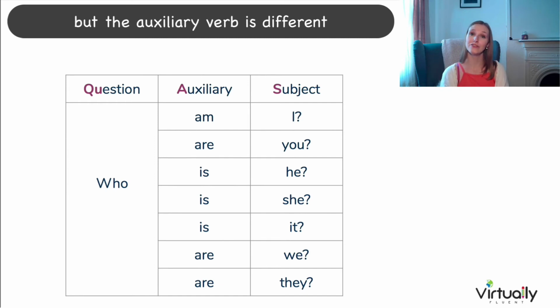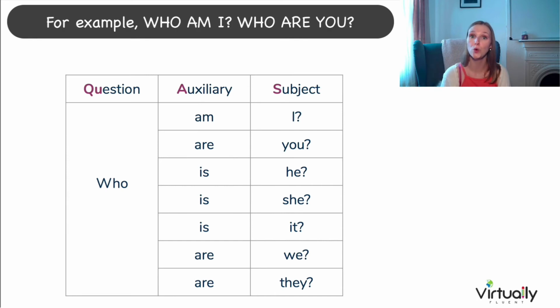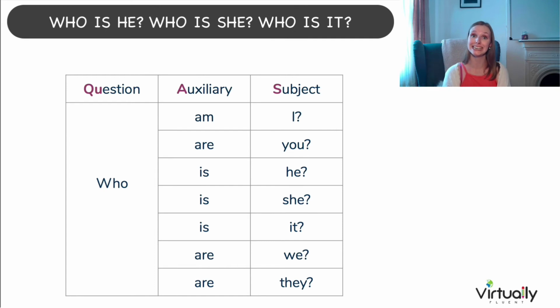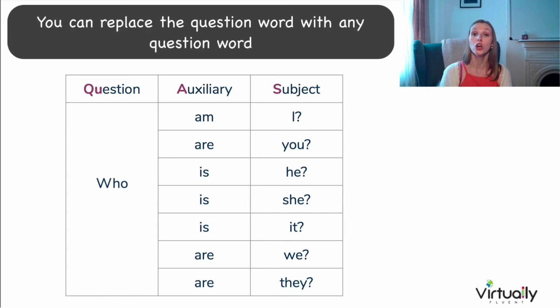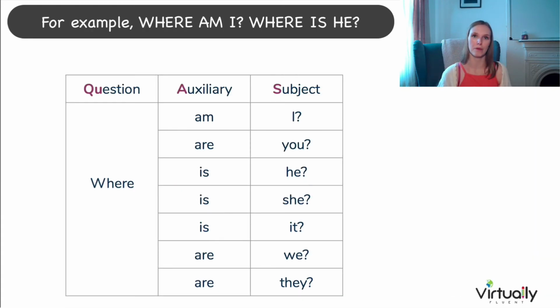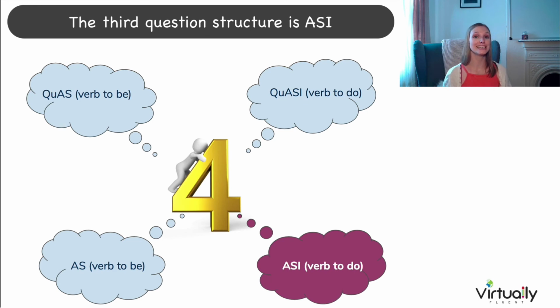The second question structure is QUAS, and this is question word, auxiliary verb, subject. But the auxiliary verb is different. This is not the verb to do. This is the verb to be. For example, who am I? Who are you? Who is he? Who is she? Who is it? Who are we? And who are they? You can replace the question word with any question word. For example, where am I? Where is he?